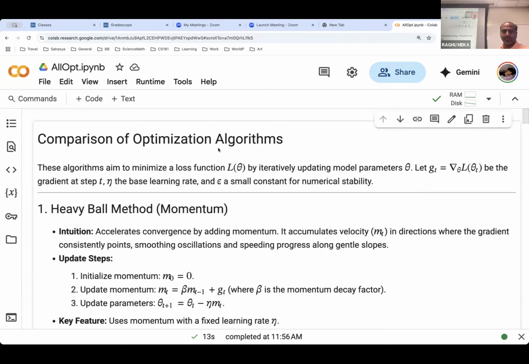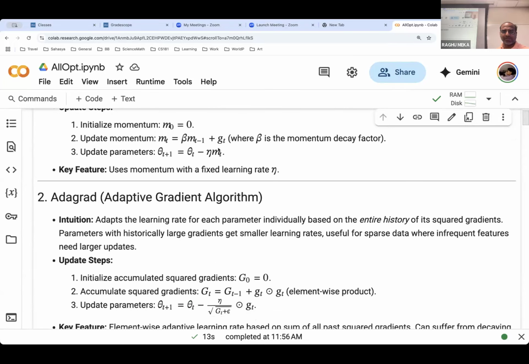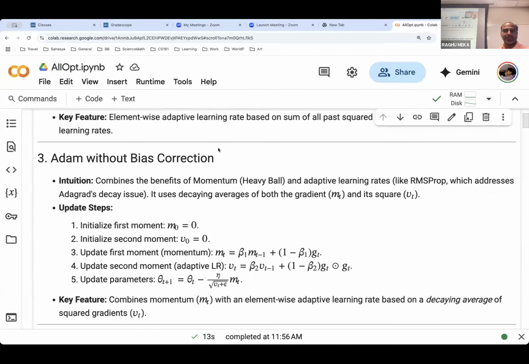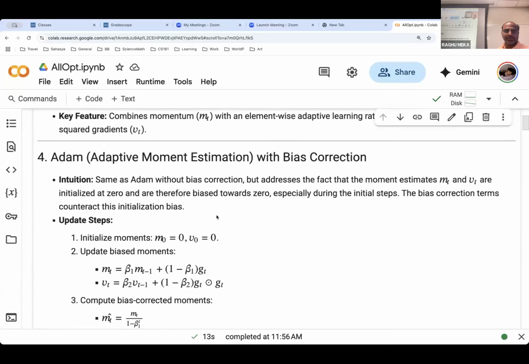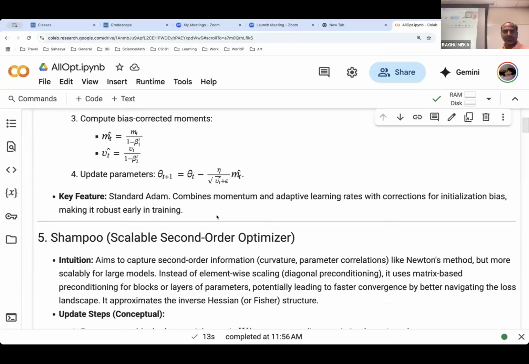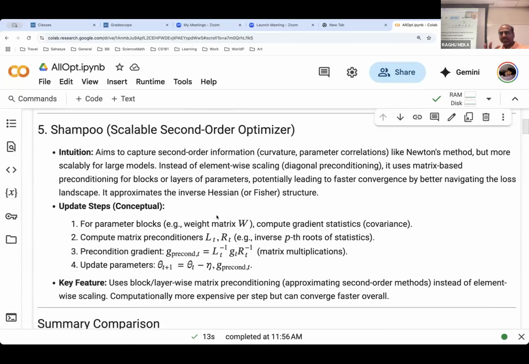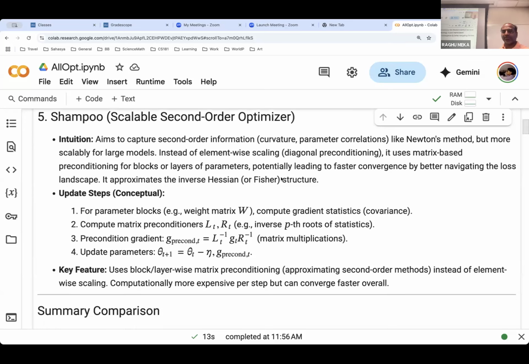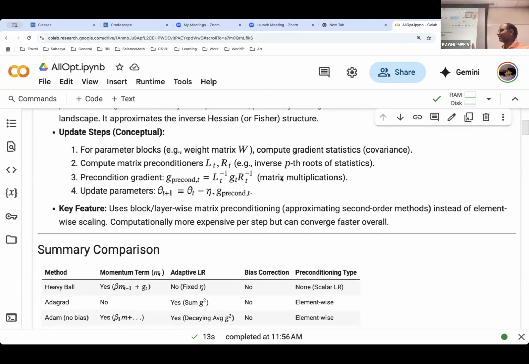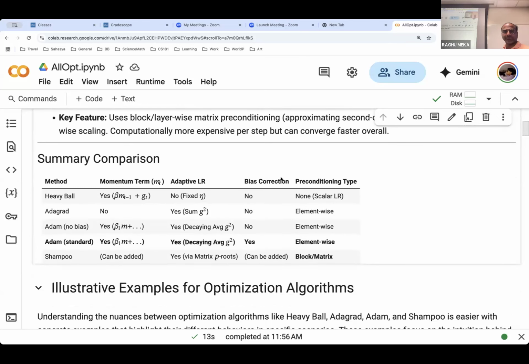Okay, so this is the heavy ball method, AdaGrad, Adam without bias correction, adaptive moment estimation. This is with bias correction. And this is Shampoo, a scalable second order optimizer. I said, it's like a conceptual thing. And when you implement it, you have to adapt it properly. Okay. So it's really trying to approximate the inverse of the Hessian by some matrices. Okay, if you know what those are, there's very beautiful theory around it. And that's where this comes from, really.